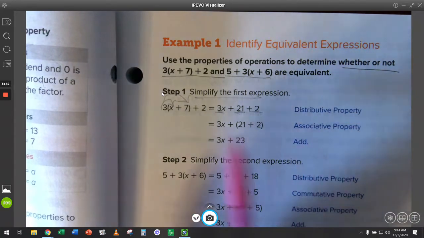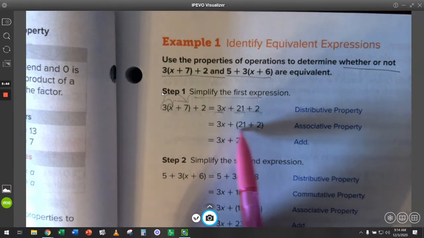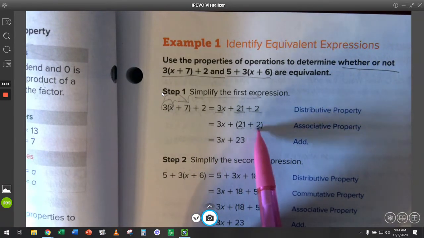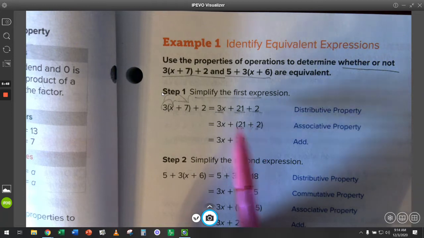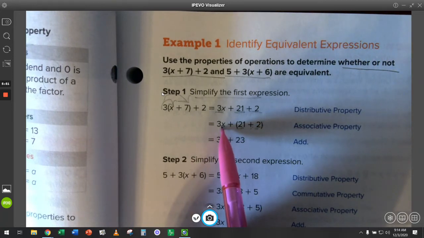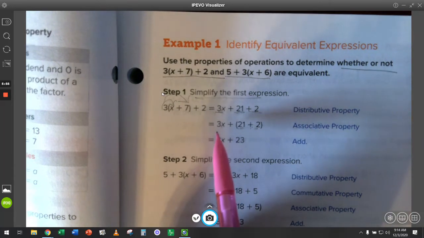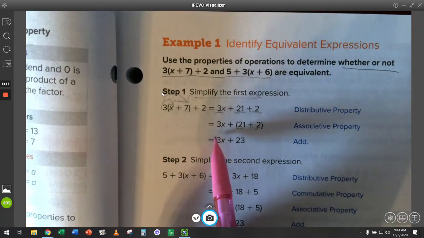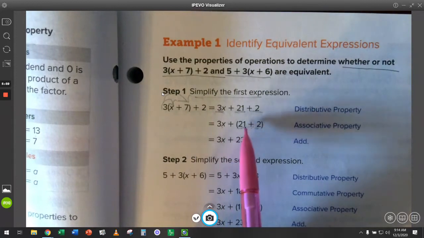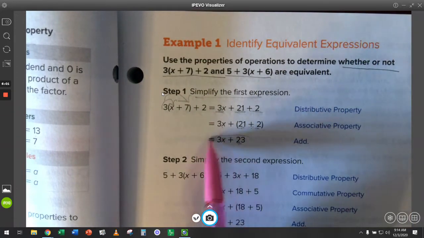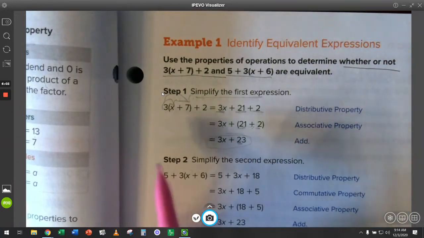Then we use the associative property to add together our constants. These are our like terms, right? 21 plus 2. We can't add in the x because we don't know what x is. So you don't want to combine x unless you see another x. So when you do that, 21 plus 2, you get 23. So the answer here would be 3x plus 23.